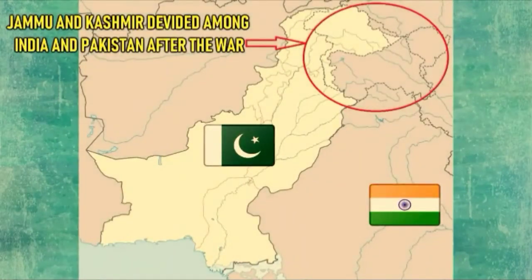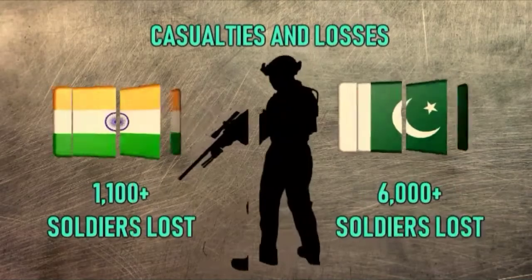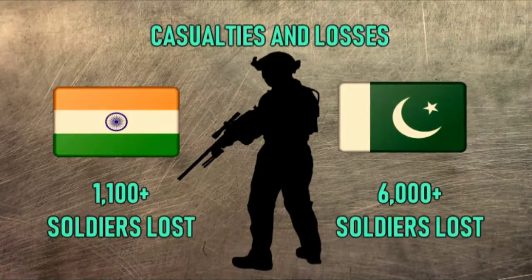Territorial changes. UN ceasefire line of 1949, later becomes line of control after the Simla Agreement of 1972. Pakistan controls roughly 1/3 of Kashmir, whereas India controls the rest: Kashmir Valley, Jammu, and Ladakh. Casualties and losses. India, 1,100 plus soldiers killed. Pakistan, 6,000 plus soldiers killed.